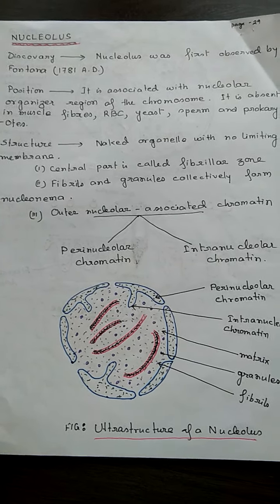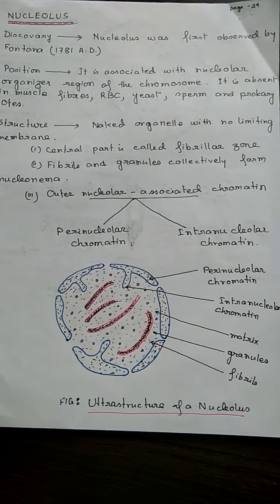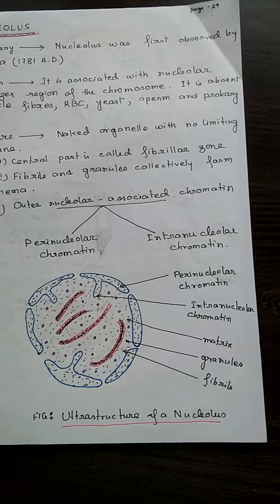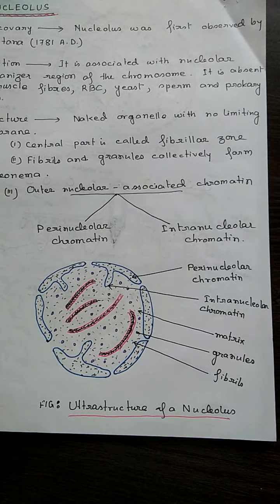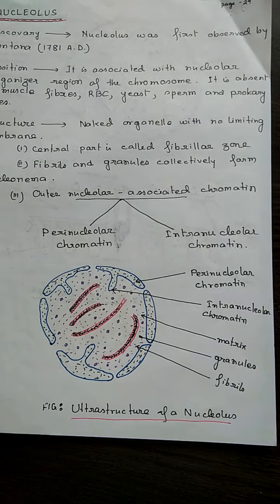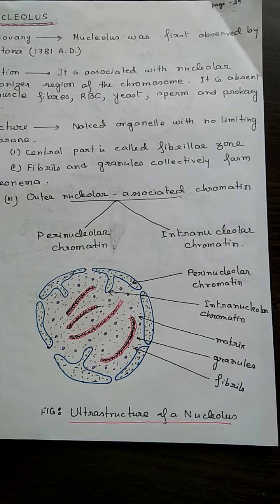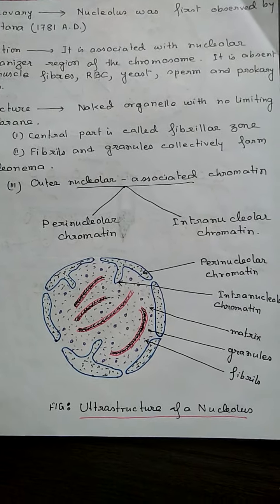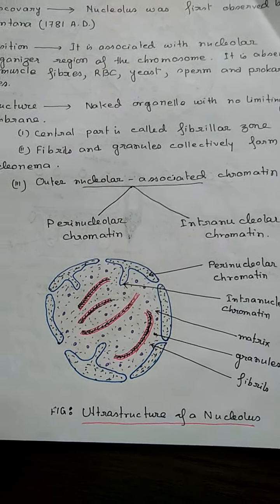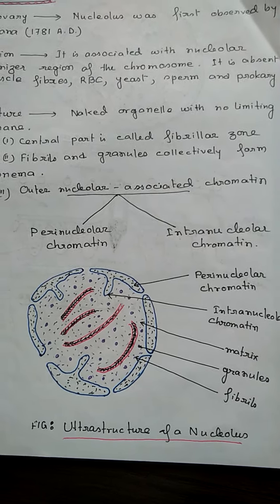Our next one is the nucleolus. This nucleolus was observed by Fontana in 1781, and in position it is associated with the nucleolar organizer region of chromosomes. It is absent in muscle fibers, RBC, yeast, sperms and prokaryotes. It is naked, with no limiting membrane. The central part is called the fibrillar zone.